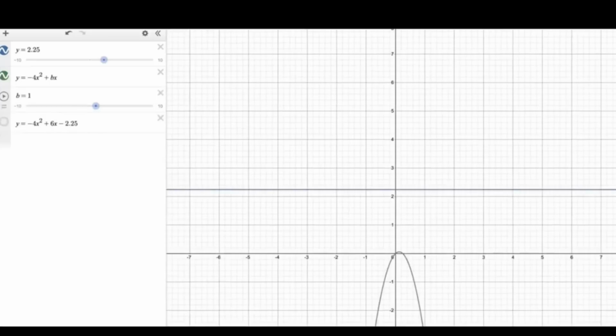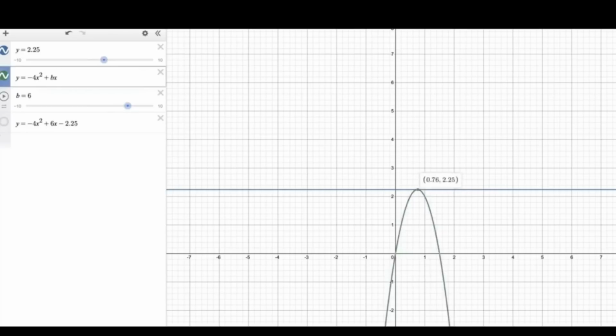So here we have the blue is the y equals 2.25, and then our y equals negative 4x squared plus bx is going to be our quadratic. So we want to just move the slider until our parabola hits that line, right? If we move this over, we can see that around b equals 6, it intersects, and the system intersects there at the vertex exactly. And so now that is a way you can easily figure out that b is equal to 6 in a matter of seconds.